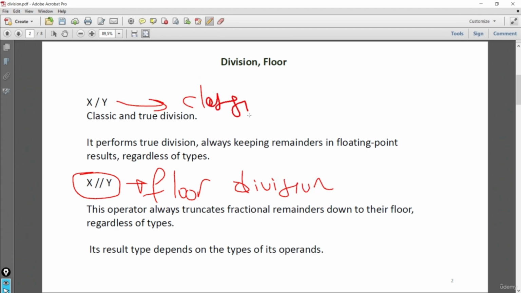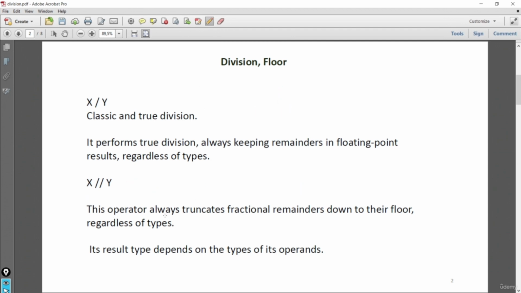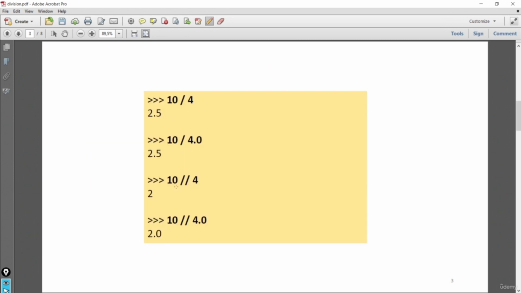Okay, in this floor division, truncation is performed. The remainder is always floored to the smaller integer. The result depends on the type of the operands. I mean, the result can be an integer or a floating point number. We will see the subject better with examples.